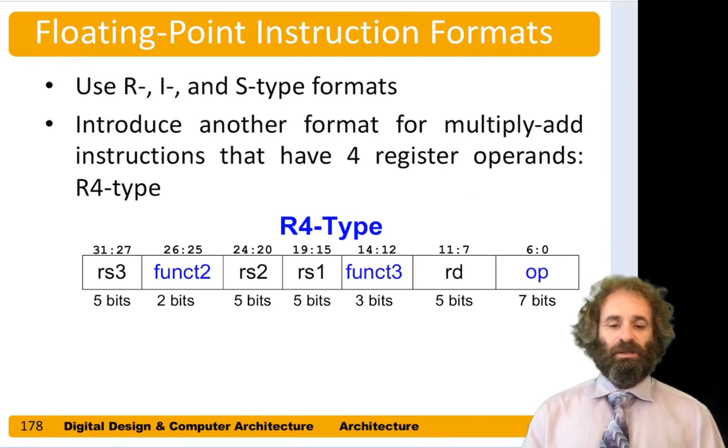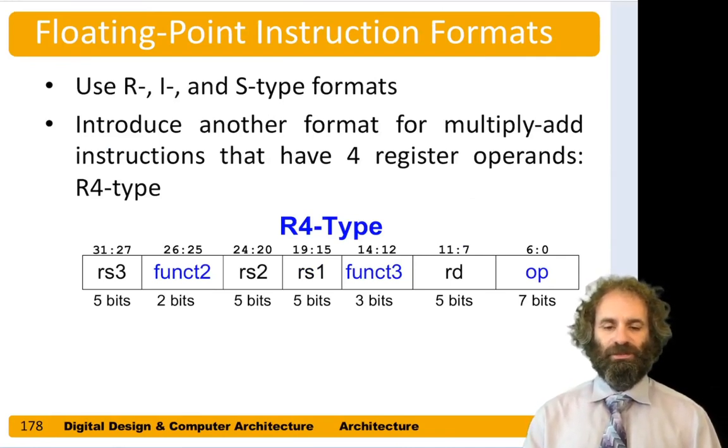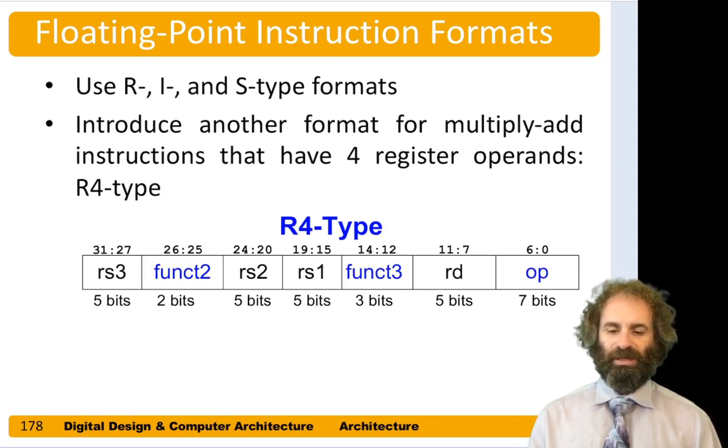So these floating point multiply add instructions need a new type, R4. The other instructions can use the regular R, I, and S types that we've seen before. But for floating point multiply add, we have our op, funct3, we have source 1, source 2, and then we use some of the upper bits to hold source 3. And we have a destination, and then a 2-bit funct2 code to say what kind of multiply add we're doing.